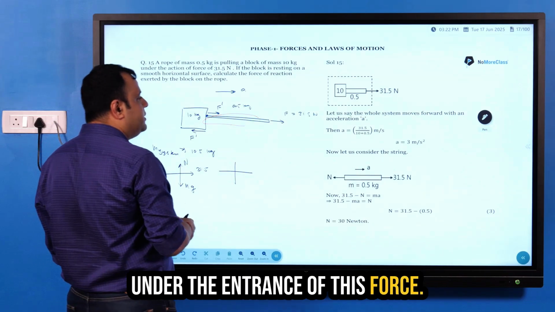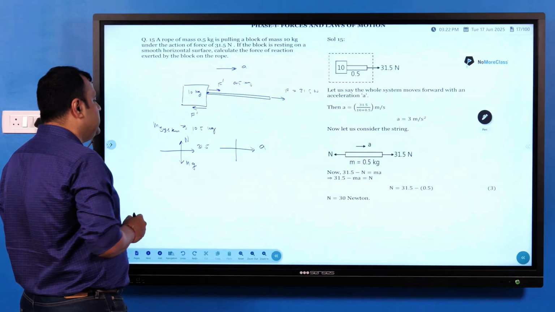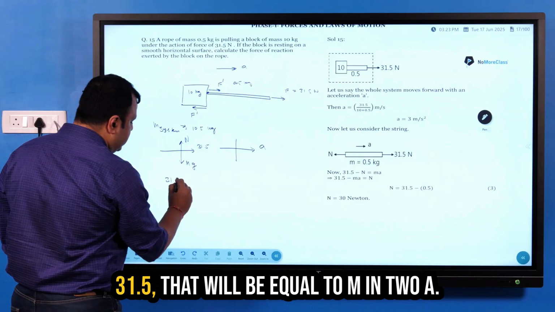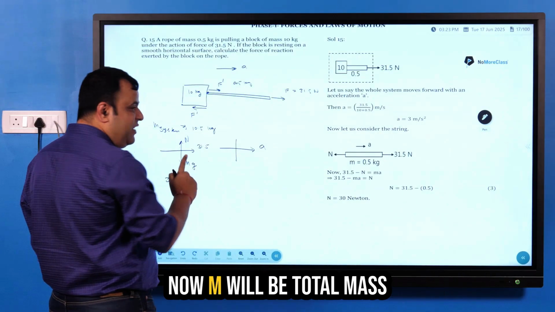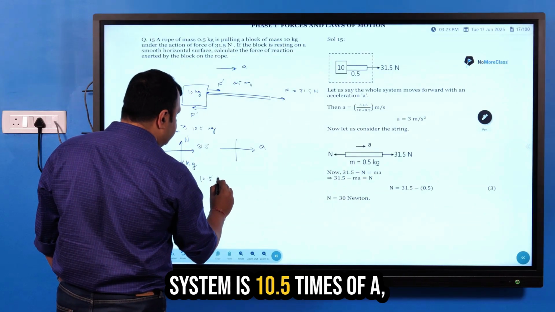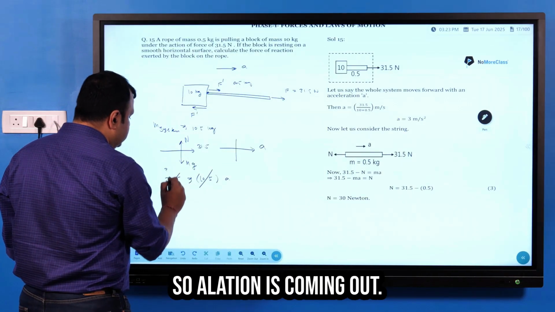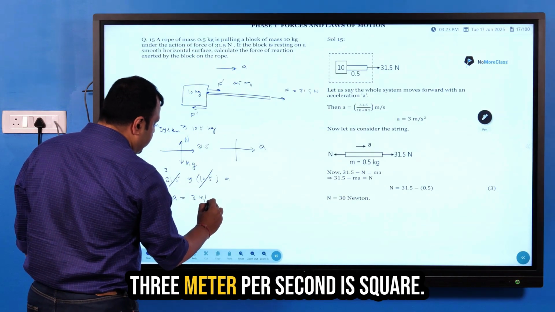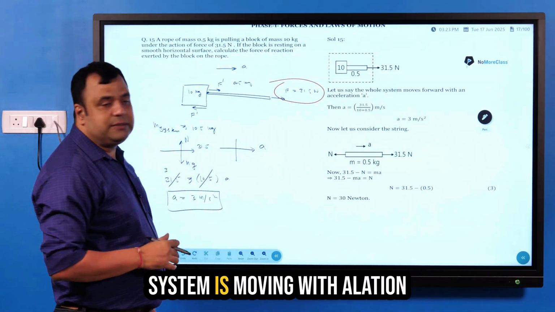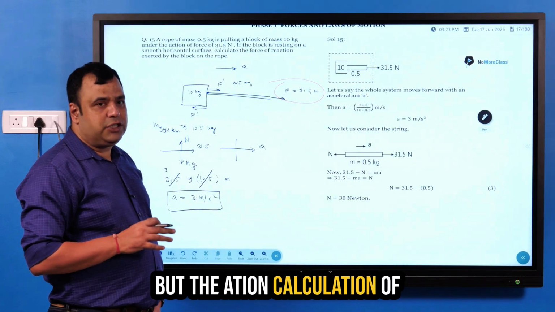Under the influence of the force, the whole system is moving with acceleration A. So along the x-axis, we can balance the force. Net force is 31.5, which equals m into A. Now m is the total mass of the whole system, 10.5, times A. This will cancel out 3 times. So acceleration is coming out to be 3 meter per second square. Under the influence of this force, 31.5 Newton, the whole system is moving with acceleration 3 meter per second square. But the calculation of acceleration was not the question.